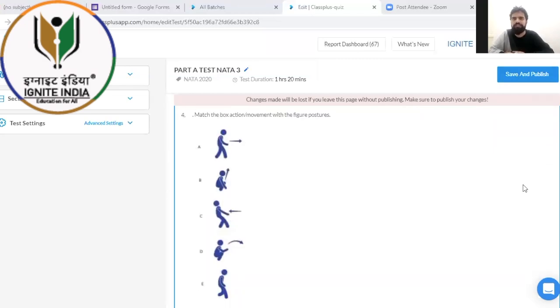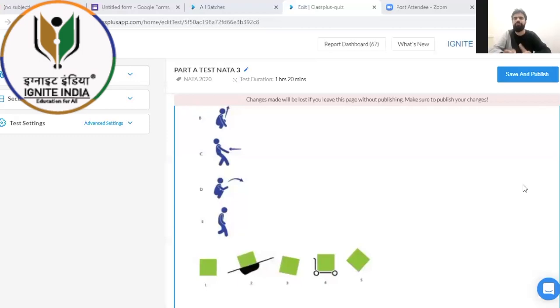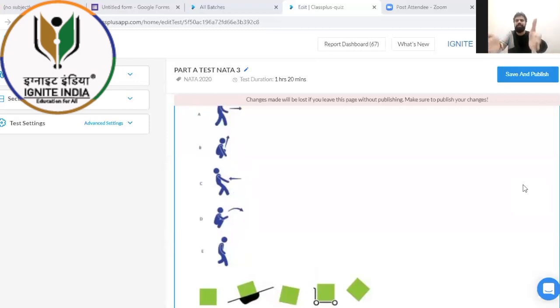This question is very important. I will show you the answer key later as well if you want. Match the box action movement with the figure. So here, suppose you are standing and you are keeping a hand like this, that means you are carrying something like this.